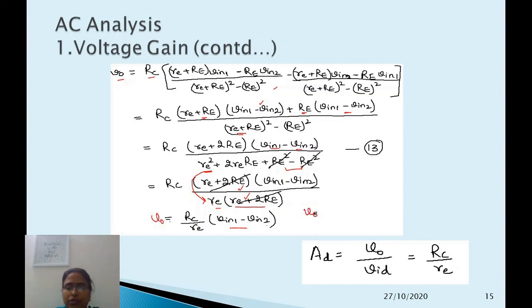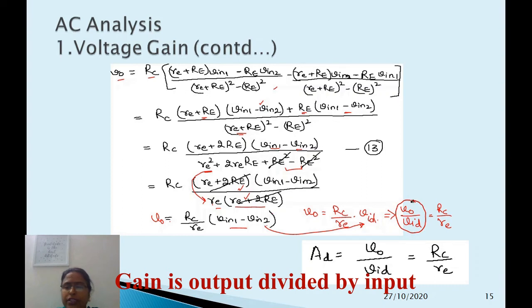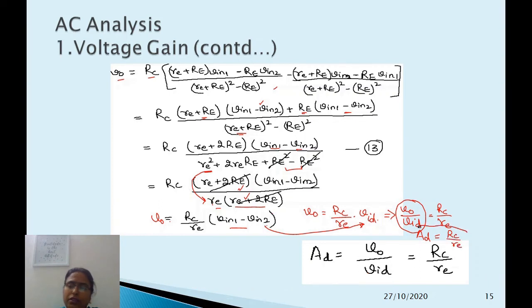So now V0 is equal to RC upon RE into VID. VID is nothing but Vin1 minus Vin2. So now this becomes V0 upon VID is equal to RC upon RE. So what is V0 upon VID? Output upon input. This is nothing but the differential gain, which is equal to RC upon RE. So this is the gain of this dual input balanced output differential amplifier.